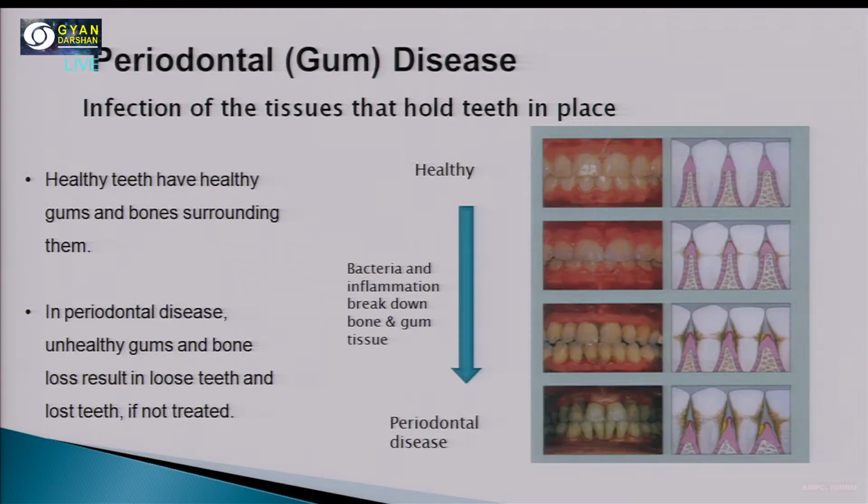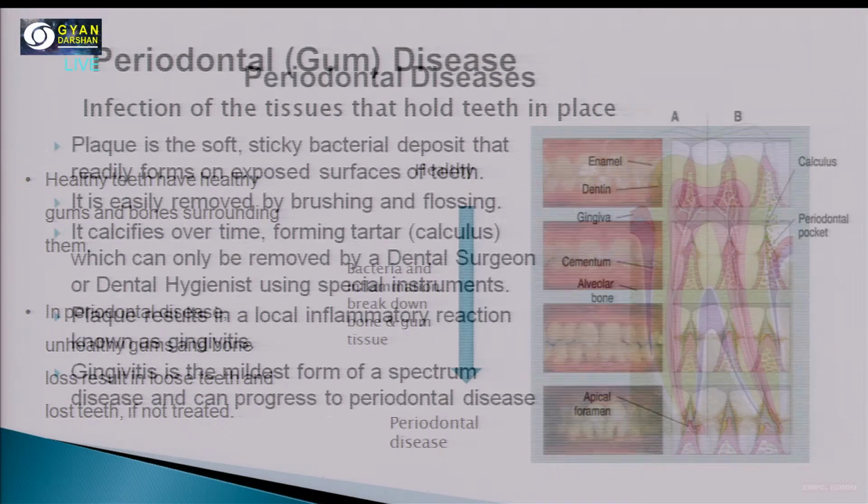And in advanced cases where the pulp could be involved, then endodontic treatment or a root canal treatment may be required. In a periodontal gum disease, the healthy teeth have healthy gums and bones surrounding them. But in case of a periodontal disease, the same teeth have unhealthy gums as well as bones which surround them.